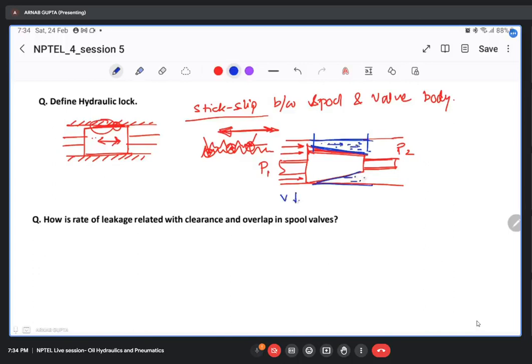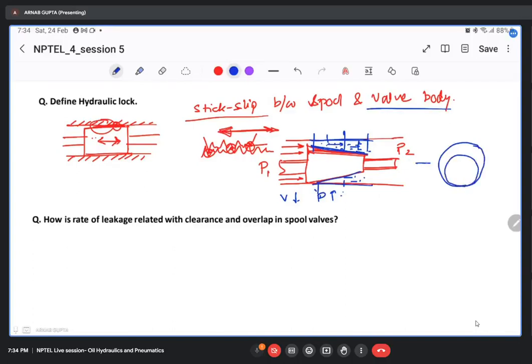The dynamic head reduces and the pressure head increases. Due to the increasing cross sectional area, velocity decreases and the pressure increases. Due to this increasing pressure, it pushes this particular spool further onto the valve body. So it is subjected to very high transverse forces.